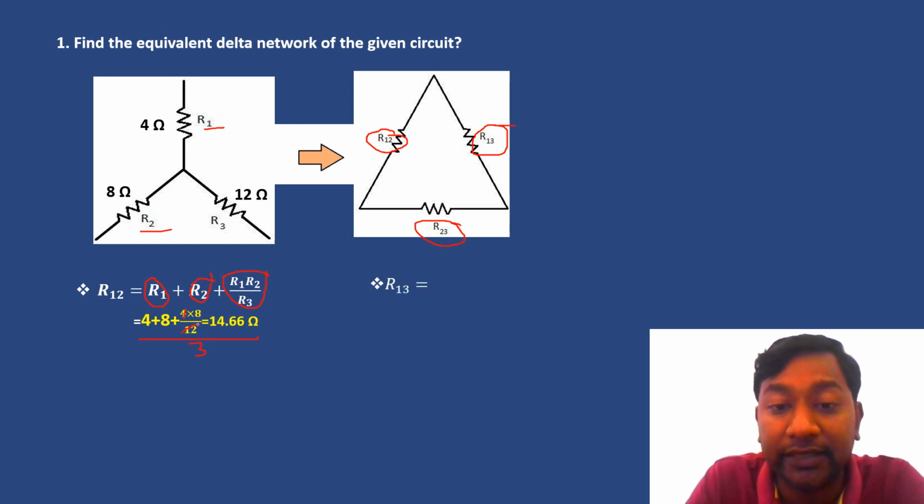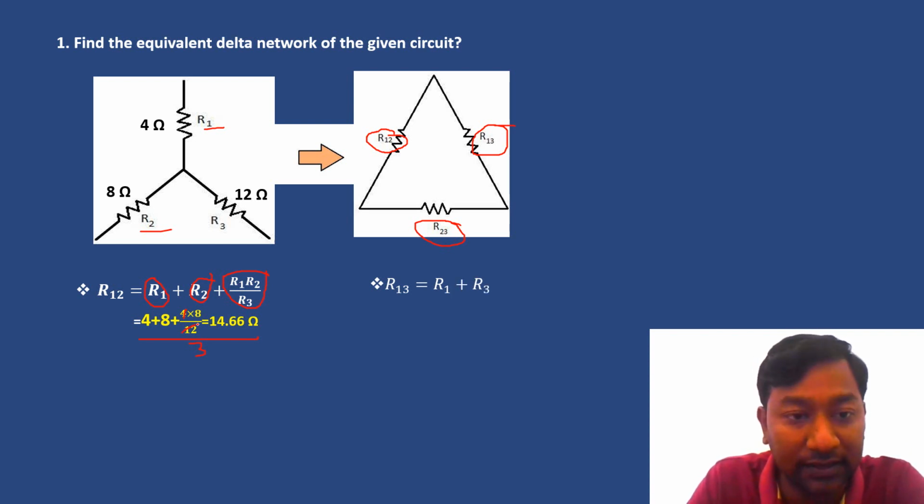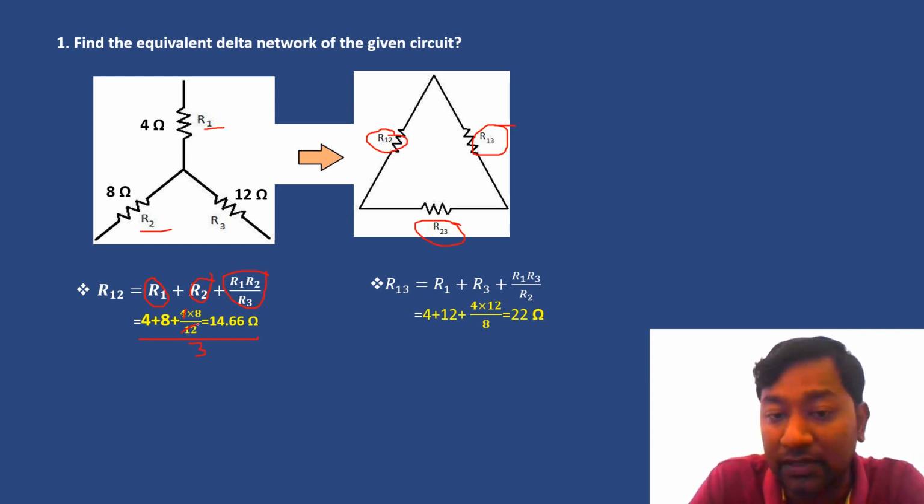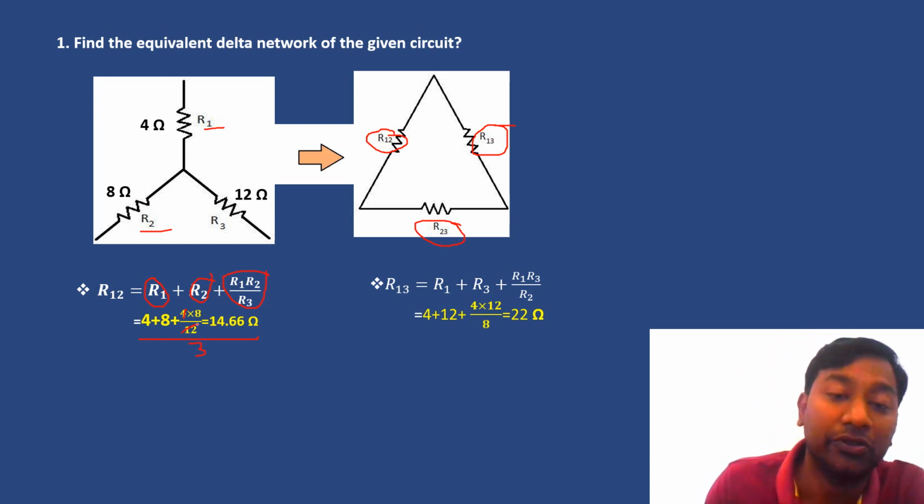Now similarly R13 equals R1 plus R3 plus R1 R3 divided by R2. So we can write R1 equals 4 ohm, R3 equals 12 ohm, plus 4 into 12 divided by 8. So we are getting the answer: 4 plus 12 means 16, plus 6, that is 22 ohm. So we are getting R13 equals 22 ohm.